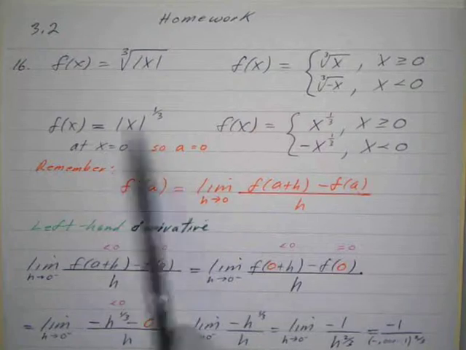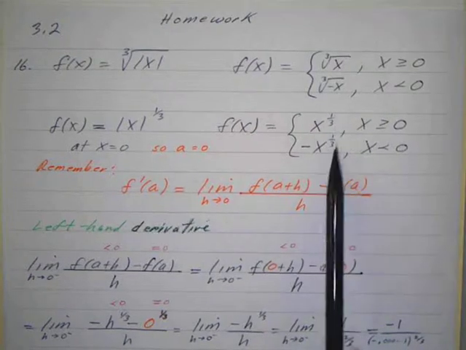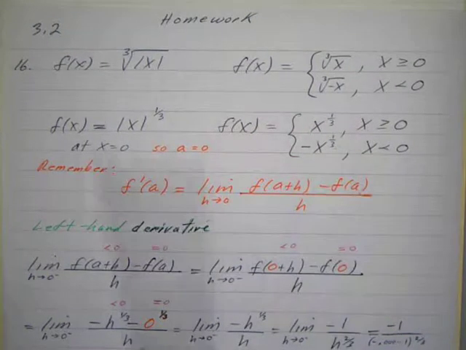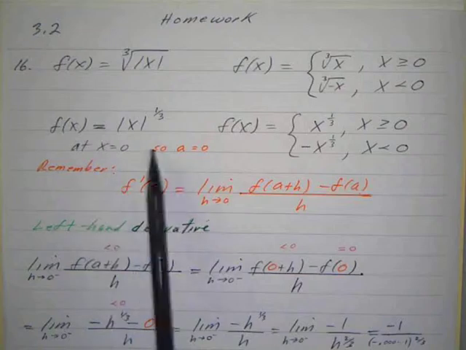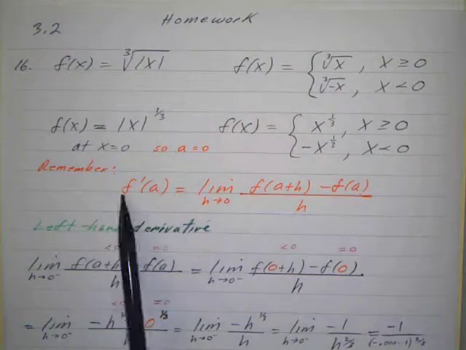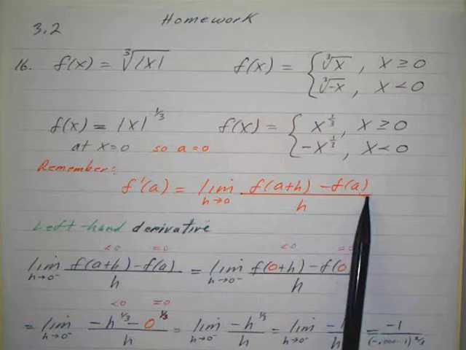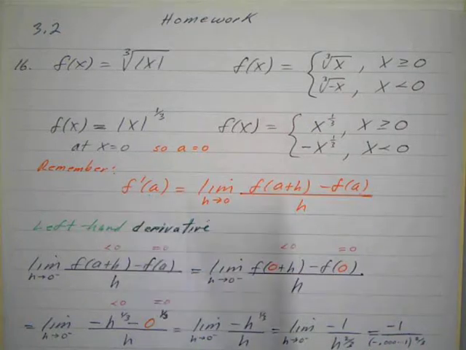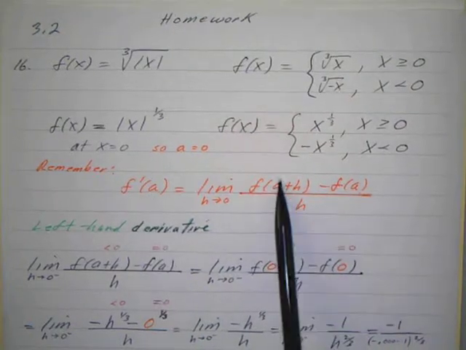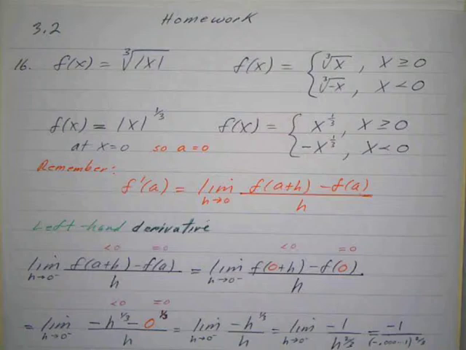Okay, so this is what we got. This is my piecewise function, and this is the way I'm going to use it. To describe this at x equals 0, so a is going to be 0. Remember, this is the formula for the derivative. It's a limit at a point a. Sometimes we write it as x for a general point, but this is at a point a.